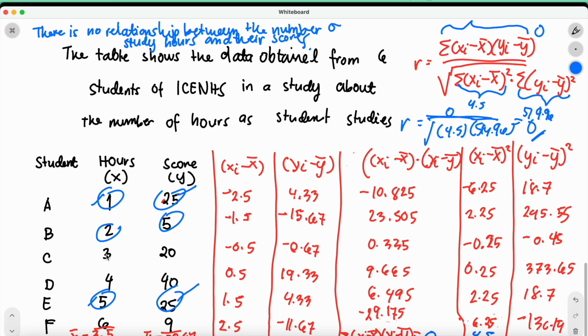I hope this is not always true. Okay, so this one is actually sad. Student F studies for 6 hours but only gets 9 in the score.